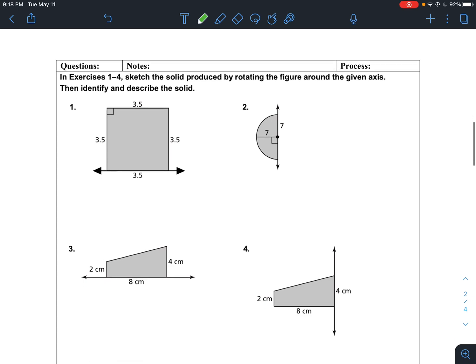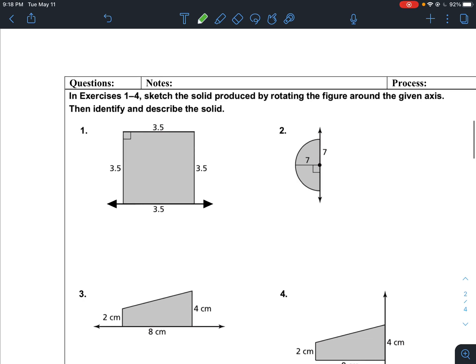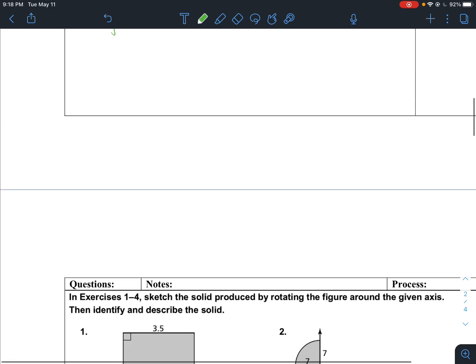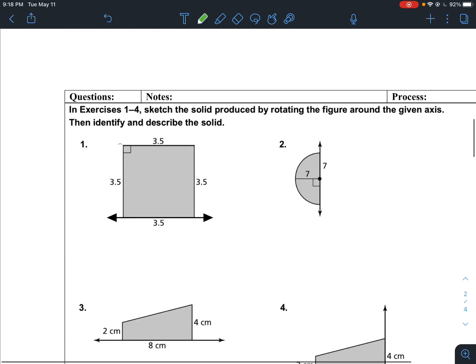Let's try a couple more. For this one right here, again we have this rectangle. It's kind of repetitive because we've been doing this. It's pretty much just going to make a cylinder. This should be a pretty large cylinder when we make this one right here.